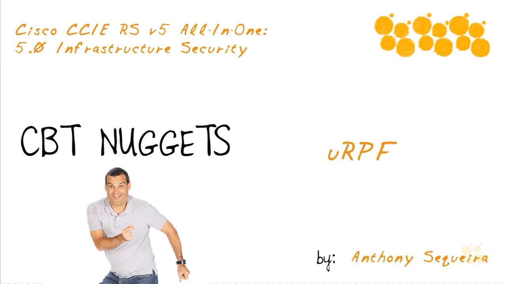It's time for lowercase u, uppercase R, uppercase P, uppercase F, otherwise known as Unicast reverse path forwarding. You'll sometimes see it represented this way. Don't be surprised if you see it all in upper caps. Doesn't matter how you present the acronym. What is important to us is that we master exactly what's going on with this particular technology.